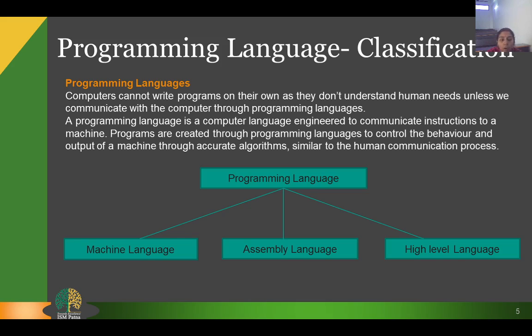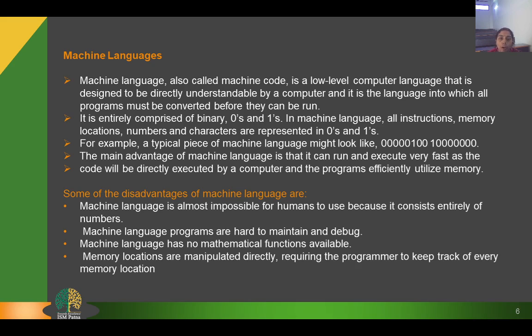So let's have a look at machine language. Machine language is also called machine code. It is a low-level computer language that is designed to be directly understandable by a computer, and it is the language into which all programs must be converted before they can be run. It is entirely comprised of binary zeros and ones. In machine language, all instructions, memory locations, numbers, and characters are represented in terms of zeros and ones, that is, in terms of binary values. The main advantage of using machine language is that it can run and execute very fast, as the code will be directly executed by the computer, and the program efficiently utilizes memory.